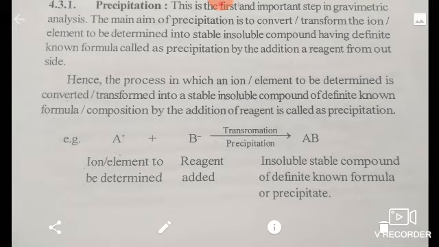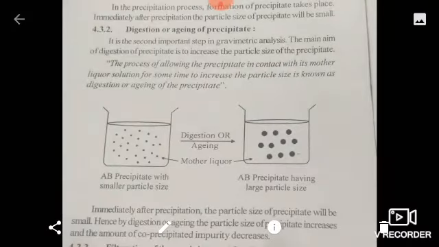So this is about the first step, precipitation. The precipitation process is nothing but the formation of precipitate. Immediately after the precipitation, the particle size of the precipitate will be small. After the small particle size formation, we desire to increase the particle size. Then the second step arises, that is nothing but the digestion or the aging of precipitate.